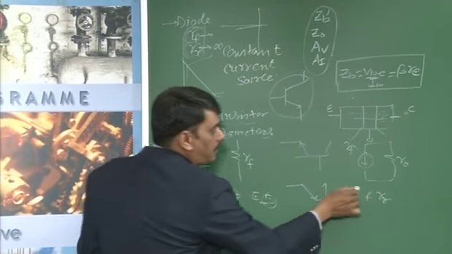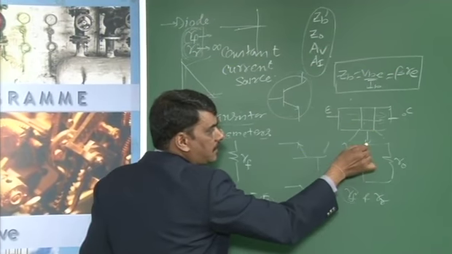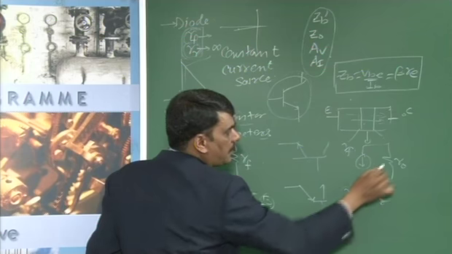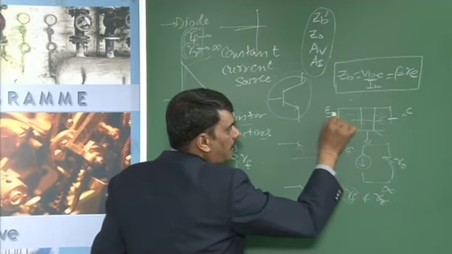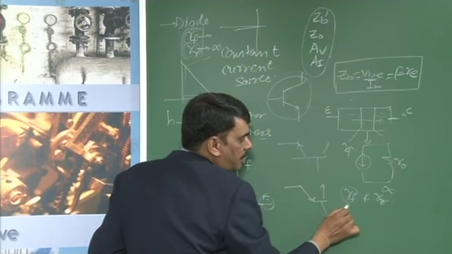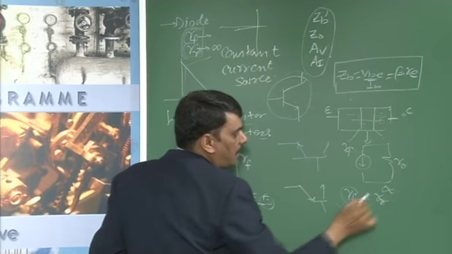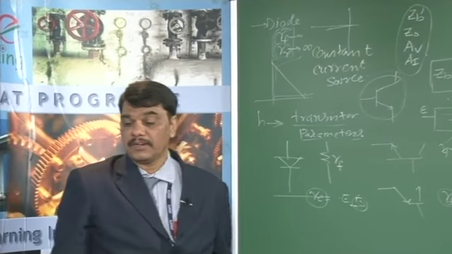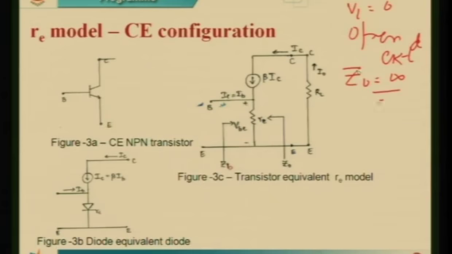This R naught lies in between RF and RR. RF is the forward resistance of the emitter-base junction, and RR is for the collector-base junction, which is infinity. Then R naught is the conductivity between emitter and collector, and it lies between RF, a low resistance, and the high resistance, infinity. Hence in this circuit diagram we have not shown R naught, but still the output impedance is equal to infinity.